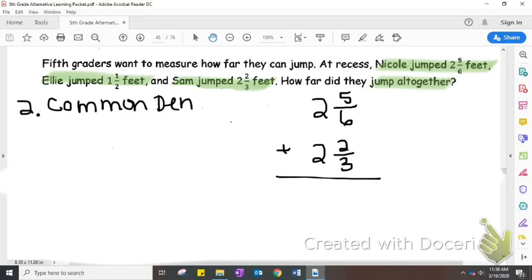You can't add two fractions together unless their denominators are the same. Or unless you convert them to decimals, which we're not doing here. Alright, so I see 2/3. That 3 is a smaller denominator, so let's skip count it until we get a common denominator.